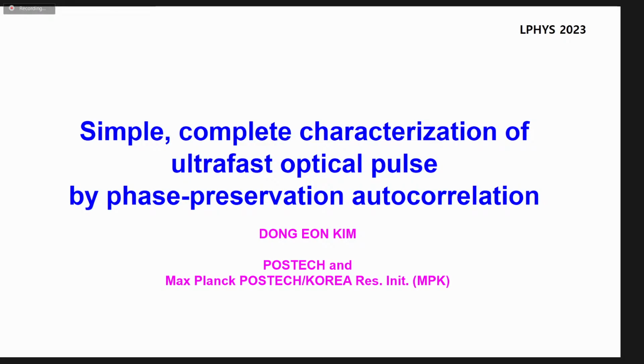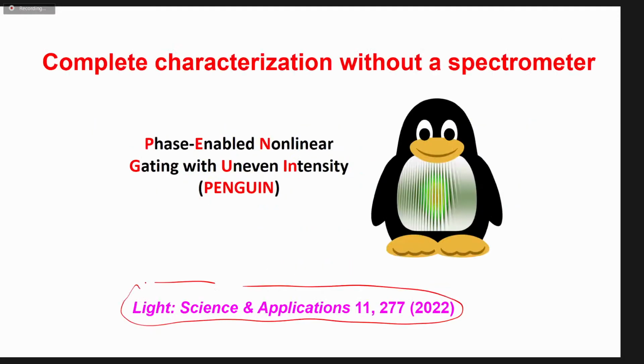Okay, so thank you very much for the introduction. I'm Dong Kim from Postech and also the Max Planck Postech Korea Initiative. Today I'd like to share our recent results about characterization of ultrafast optical pulses. This work was published last year in Light: Science & Applications, so you can look up this paper for more details. Here I'd like to present complete optical pulse characterization without spectrometers. We call this method phase-enabled nonlinear gating with uneven intensities. We simply name it PENGUIN.